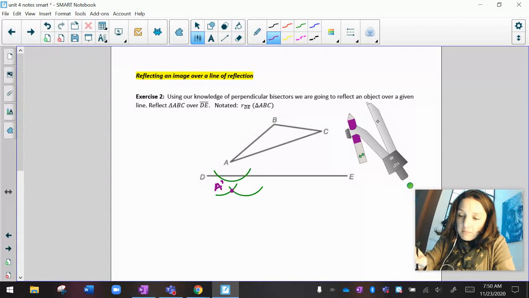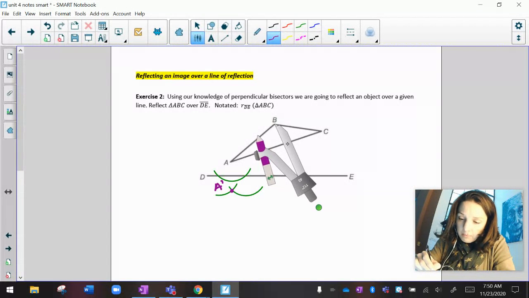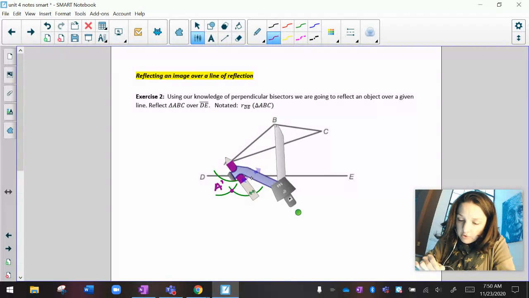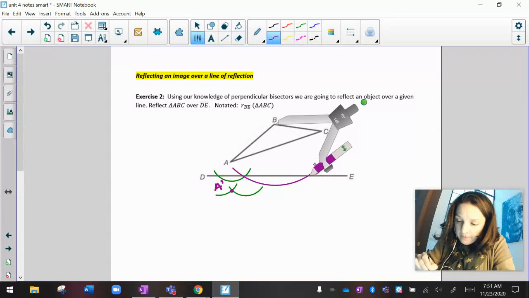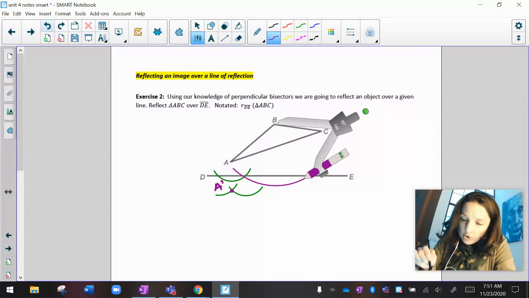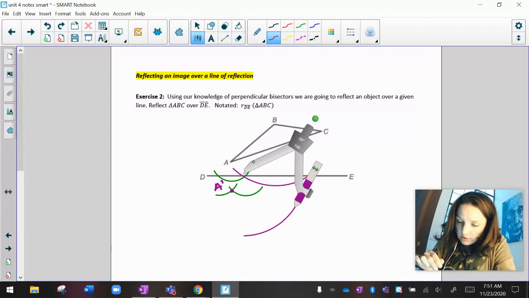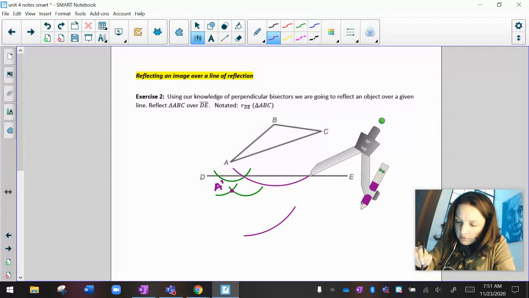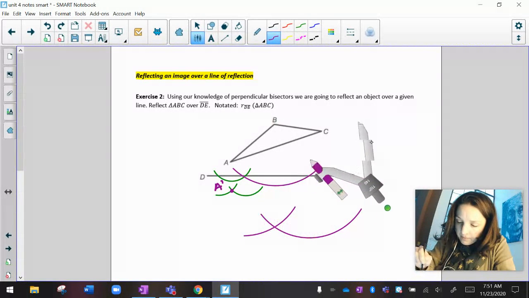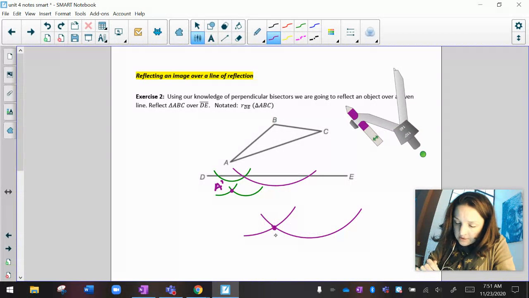Then I'm going to do the same thing from B. Now, I have the benefit of being able to use multiple colors. I know you guys do not. So I open up from B so that it hits twice, and then from each intersection point I draw 2 more arcs down below. That is now B prime.